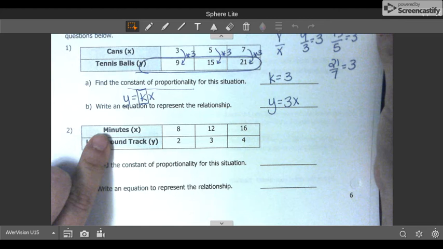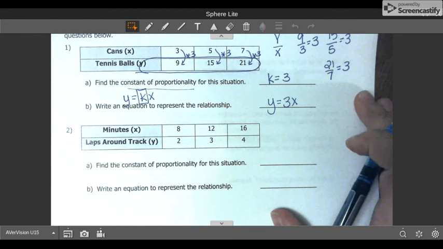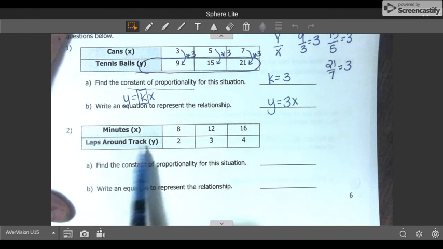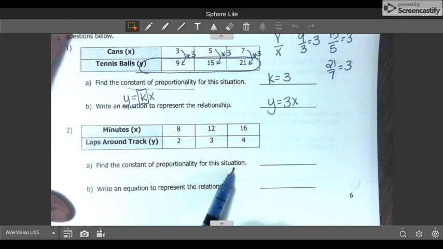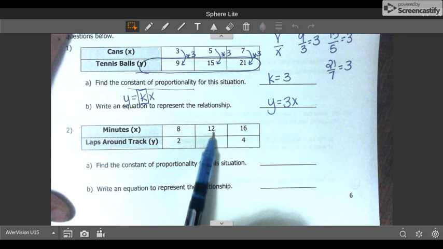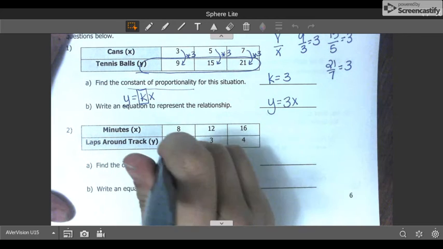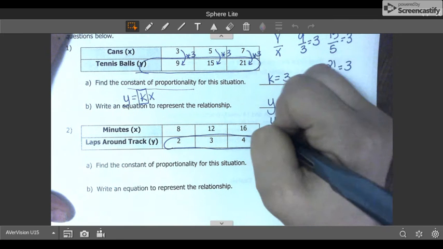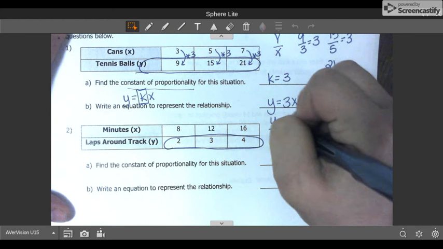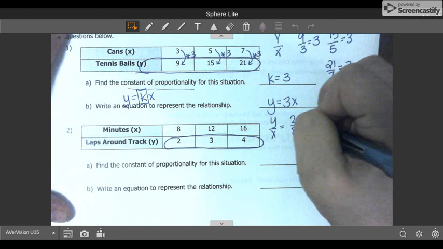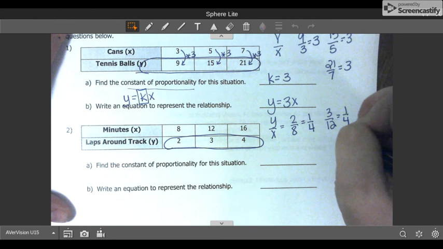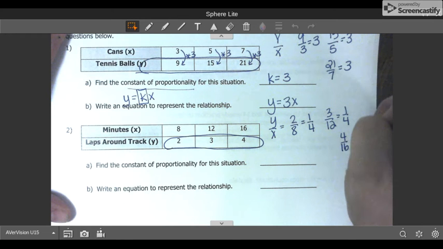Now this next one is where most people make a mistake. This next one says minutes, laps around a track. Find the constant of proportionality. And people look at these numbers and they think, oh, it's just 4, which is wrong. So let's talk about y. We need to do y divided by x. So we have 2 divided by 8, which is a fourth. 3 divided by 12, which is a fourth. And 4 divided by 16, which is a fourth.